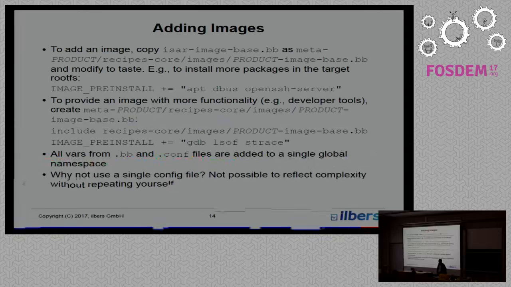You also might want to provide images with more functionality, for example, for 2 different products, or for debugging or development tools. In this case, you just include the base image recipe in another recipe and add additional packages to image pre-install, like GDB or LSOF or strace and so on. So all variables in these recipes, like BB and also configuration files, are added to a single global namespace.